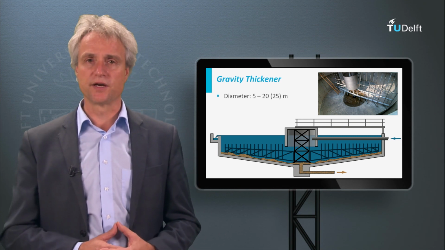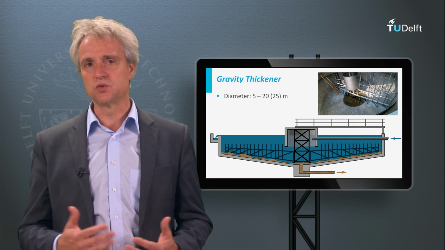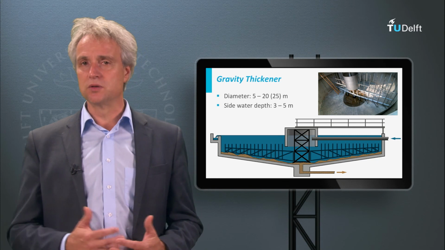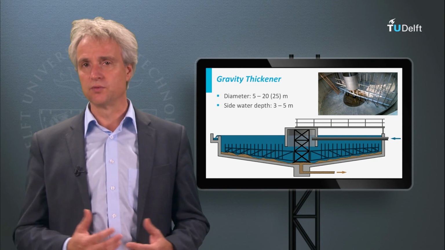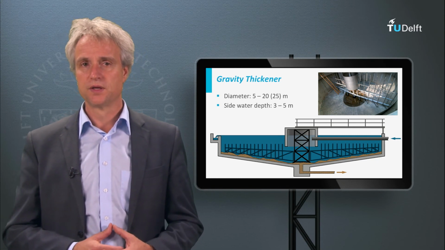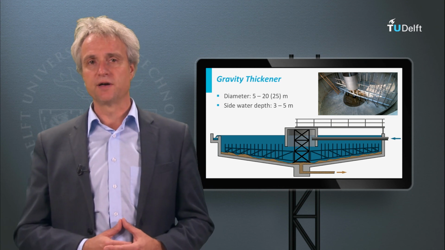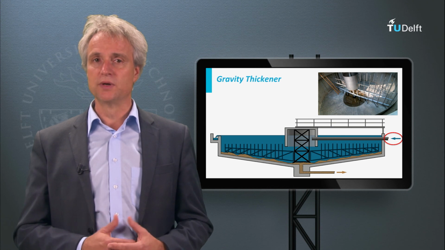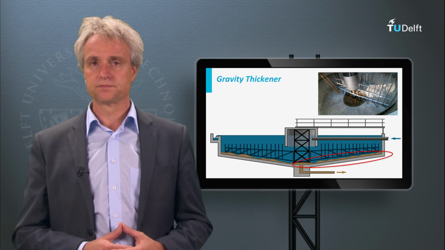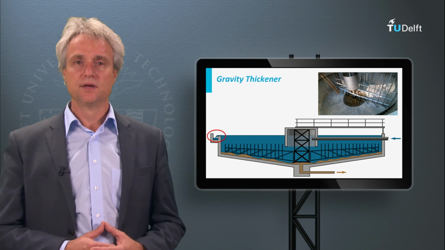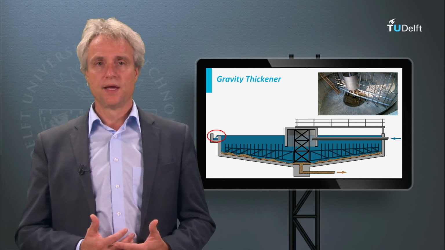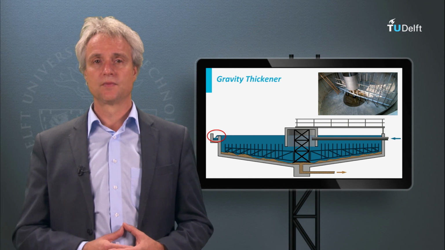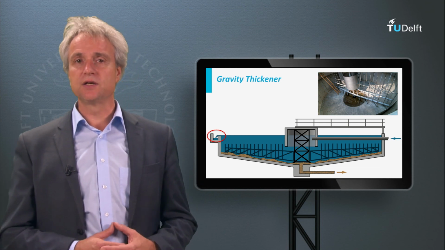Implemented diameters for thickeners vary from 5 to 25 meters. The sidewater depth amounts to a minimum of 3 meters and for practical reasons a maximum of 5 meters. Similar to a primary clarifier, the gravity thickener is fed from the top and the thickened sludge accumulates at the bottom. The clarified liquid leaves the thickener at the top and is sent back to the headworks of the treatment plant. A gravity thickener is generally continuously fed.